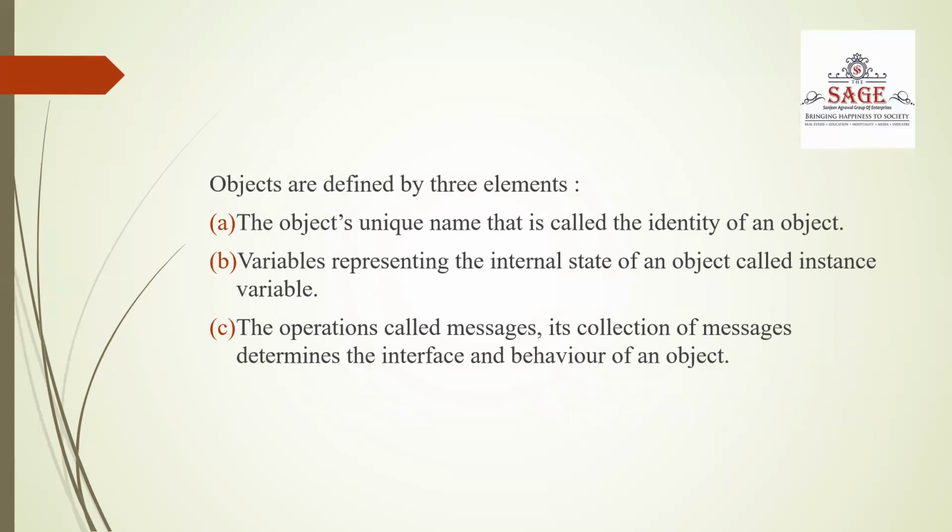So we define an object by three elements: the object's unique name, which is called the identity of an object; variables representing the internal state of an object, called instance variables; and the operations, called messages, which determine the interface and behavior of an object.